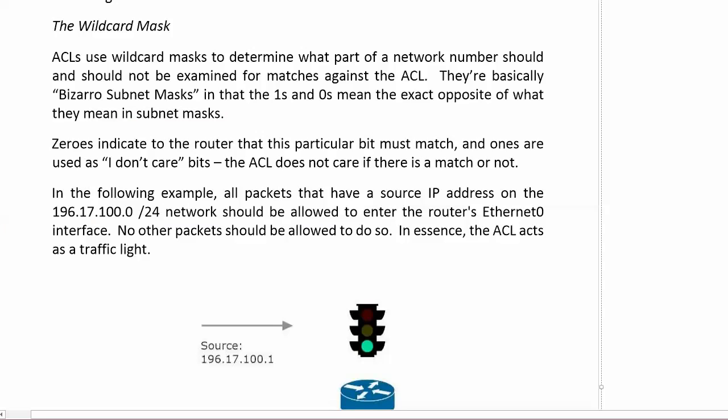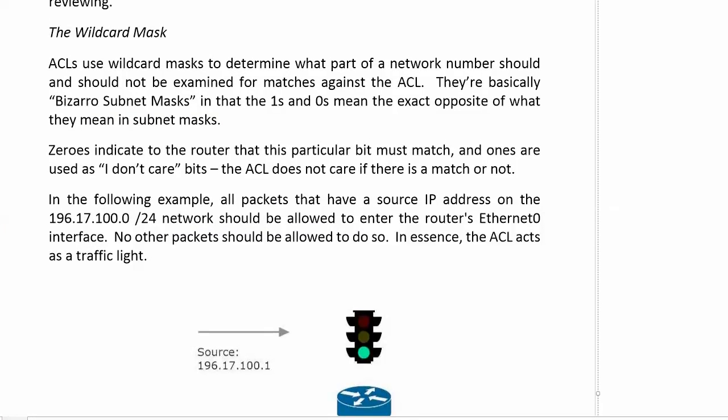So let's go ahead and bring that down, and I want to mention the wildcard mask here. I know we've got that one video for you to watch. Well, let's go over the details of that wildcard mask one more time, because we're going to use those in all of our ACLs, and they determine what part of a network number should and should not be examined for matches against the ACL. They're basically bizarro subnet masks. They're like inside-out subnet masks, because the ones and the zeros in a wildcard mask mean the exact opposite of what they mean in subnet masks. Zeros indicate to the router that this particular bit must match, and ones are used as I don't care bits. The ACL doesn't care if there's a match or not.